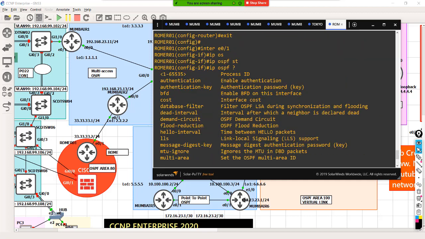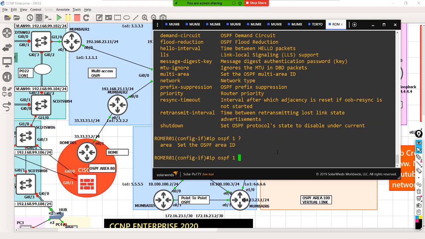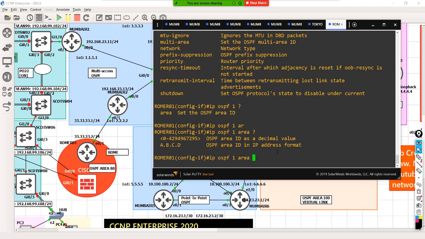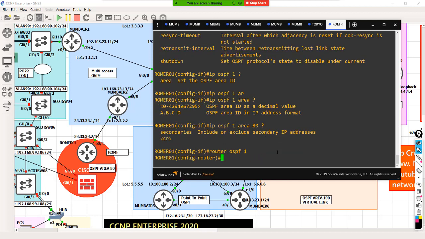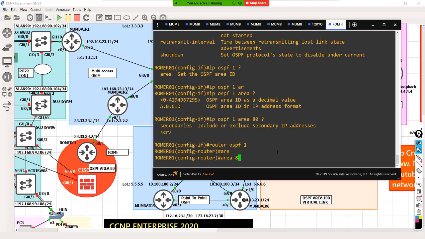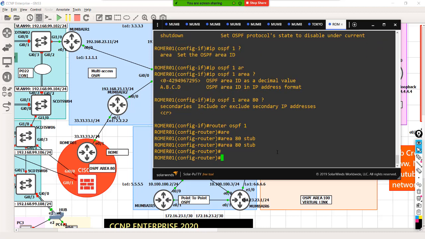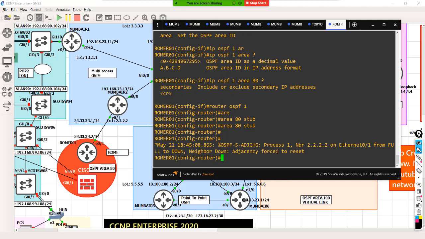Okay, so OSPF process ID 1, area 80. Looks like that's inside the OSPF process. Over here, area 80 stub, one single command. Now as soon as I do that, my neighborship is going to go down. That's something we have gone through.